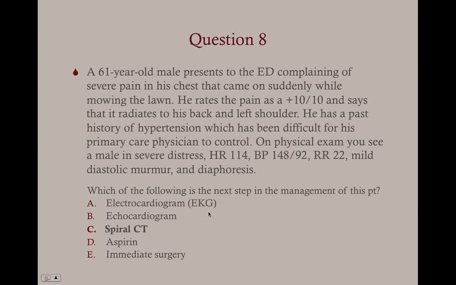Electrocardiogram may help you in some way diagnose, but it's not going to be as specific as a spiral CT. Same as echocardiogram. Spiral CT is your best diagnostic tool. So spiral CTs are in most EDs now. They're fast. They've gotten cheaper. They're very, very specific and sensitive, so we're going to want to do spiral CT as a first step in any patient who has presumed aortic dissection.